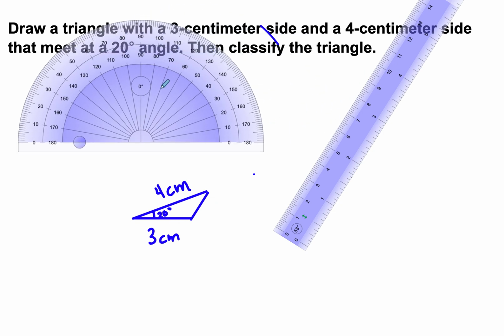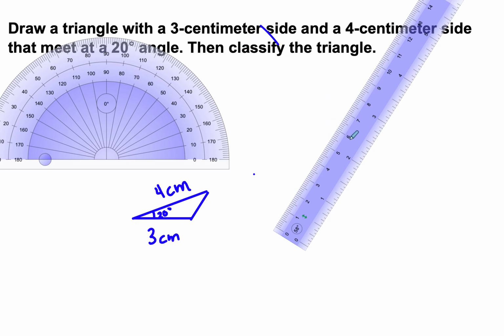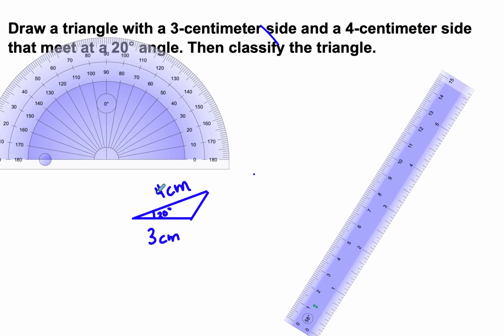Okay, it does say to classify the triangle if I move my tools out of the way here. Okay, so looks like I've got 3 different side lengths, so that's going to be scalene. And it looks like this angle right here is obtuse. So it's going to be a scalene obtuse triangle.